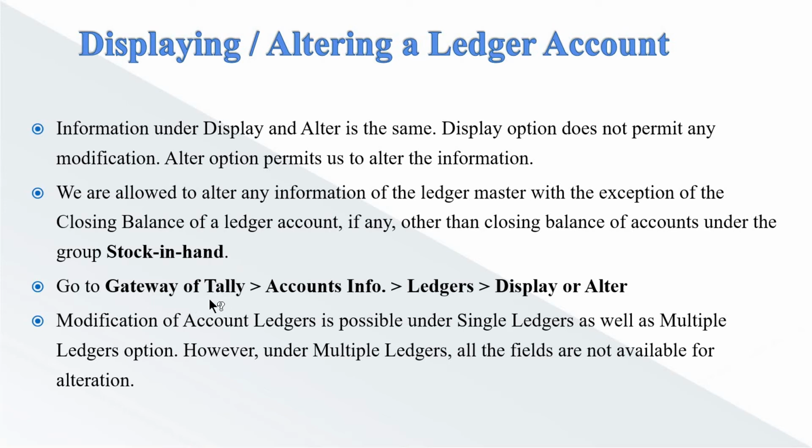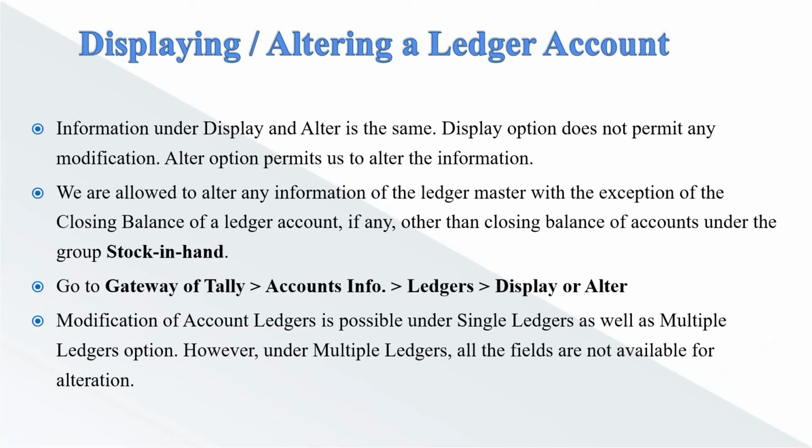Again the path will begin from Gateway of Tally, Masters, Accounts Info, then Ledgers, single or multiple. We have display and we also have the alter option. Modification of an account ledger is possible under single ledgers as well as the multiple ledgers option. Means we can make changes either in single or in multiple. But in case of multiple ledgers, all the fields, all the parameters will not be available for alteration.